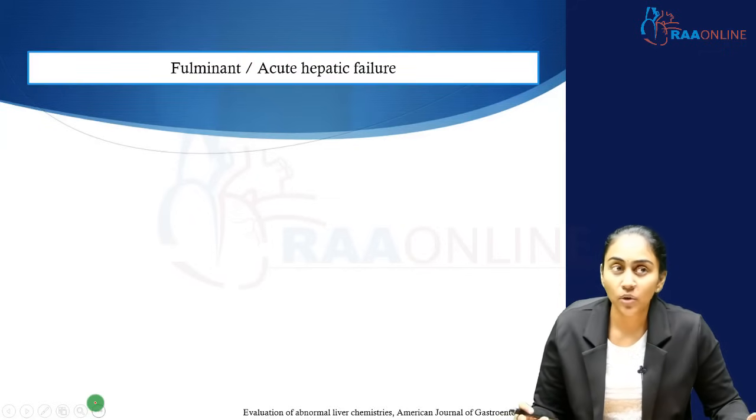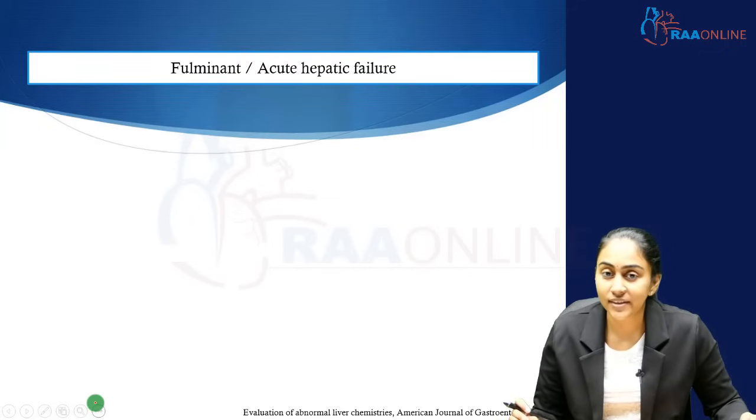So, having looked at how to approach alkaline phosphatase, let's just quickly look at the definition of fulminant or acute hepatic failure.